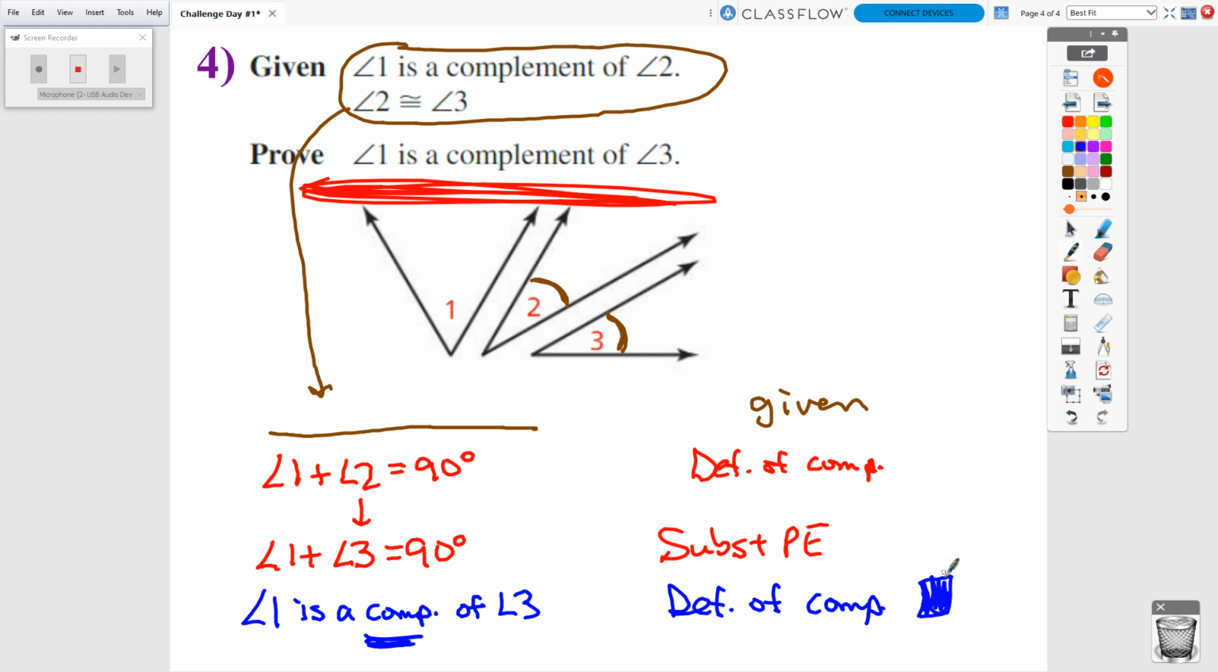So that one was a pretty short proof, but again, you kind of had to see how all those weird puzzle pieces fit together. So that is all for challenge day number 1. We have a quiz coming up very, very soon.